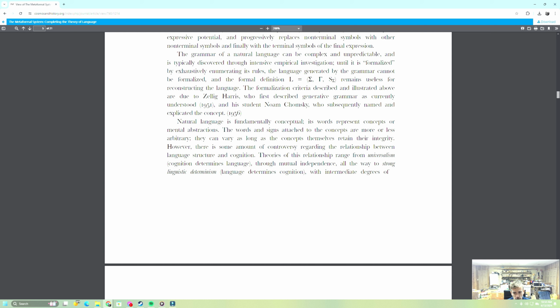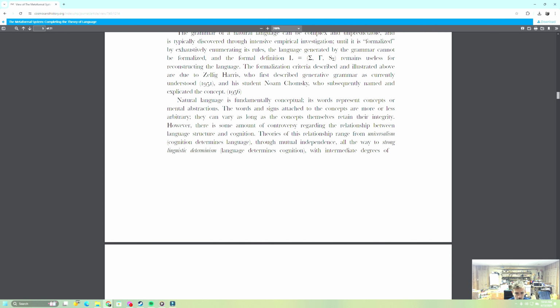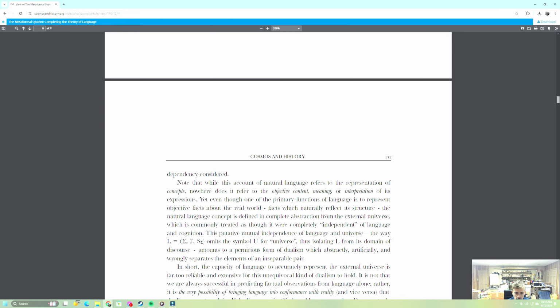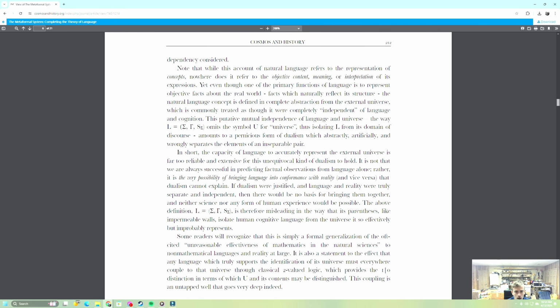Theories of this relationship range from universalism, cognition determines language, through mutual independence, all the way to strong linguistic determinism, language determines cognition, with intermediate degrees of dependency considered. Note that while this account of natural language refers to the representation of concepts, nowhere does it refer to the objective content, meaning, or interpretation of its expressions.